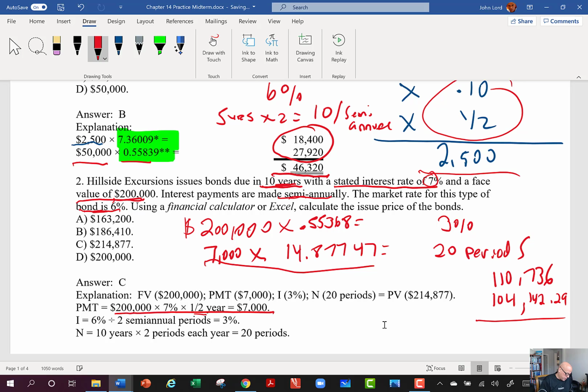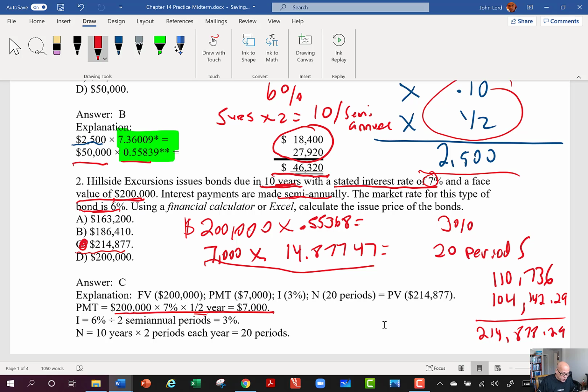Okay, add those two numbers together, 110,736 and 104,142.29. That gives me 214,878.29. I look at my choices. Okay, close enough, a couple of cents off, whatever. Clearly, the right answer here is C. Okay. All right. So we had some practice with that. Notice in one case it was a discount.